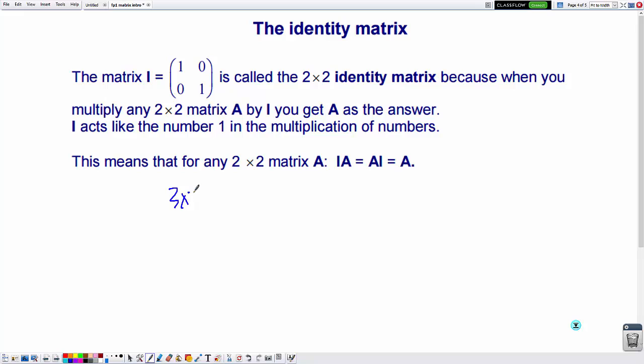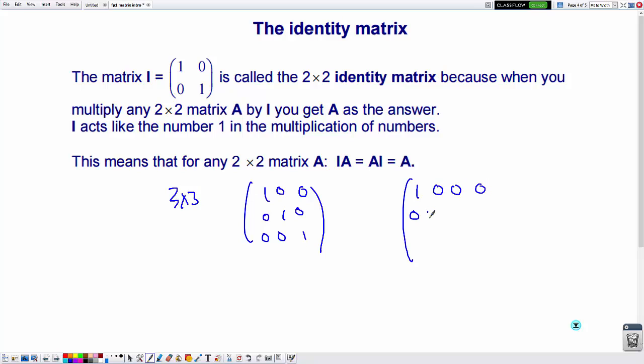So a 3 by 3 identity matrix will be like this: 1, 1, 1, 0s everywhere else. So 1's in your diagonals, 0s everywhere else. 4 by 4: 1, 0, 0, 0, 0, 1. Let's just do it neat. 0, 0, 1, 0, and then 0, 0, 0, 1. That's a 4 by 4 identity matrix.